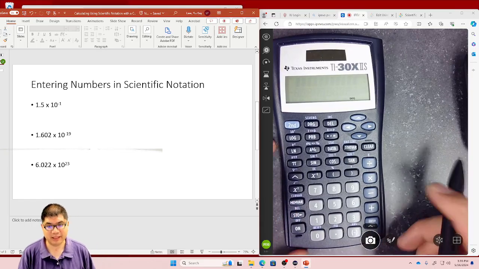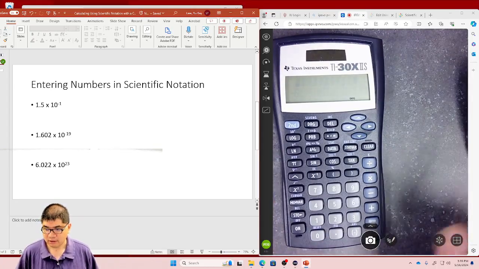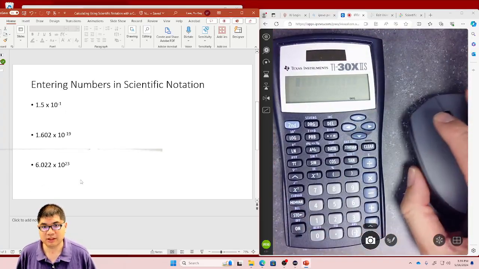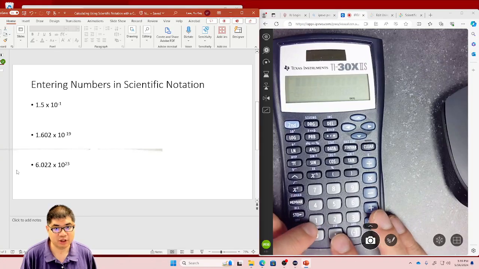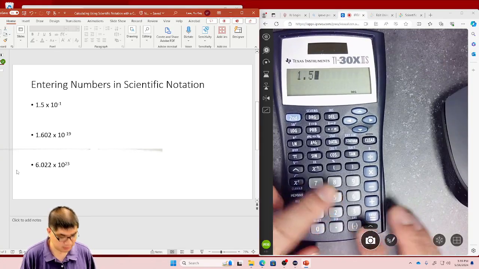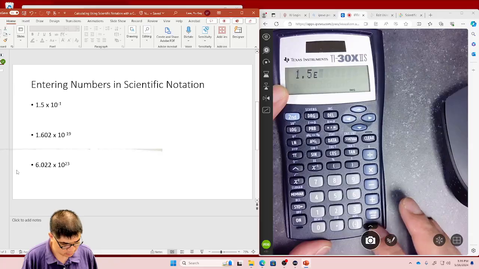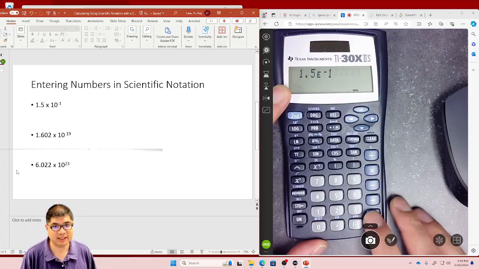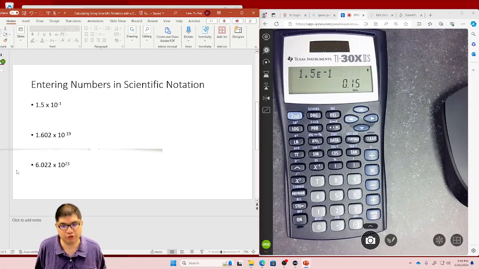So let's start by looking at how we might enter numbers in scientific notation. So over here, the first one, I have 1.5 times 10 to the minus 1. Okay? So to enter that into here, I would go 1.5, and I would go second and then EE over here, minus 1. If I press enter, it enters it in. In this case, it was set so that it would show it back in decimal notation. So this is actually one way you can convert.